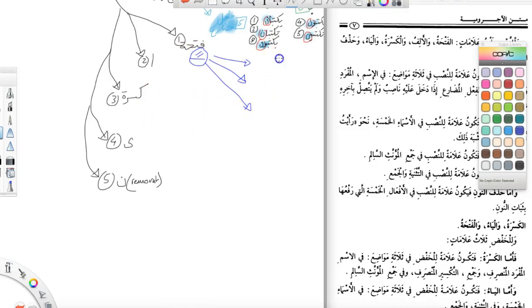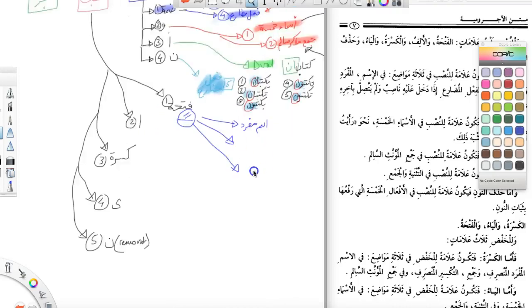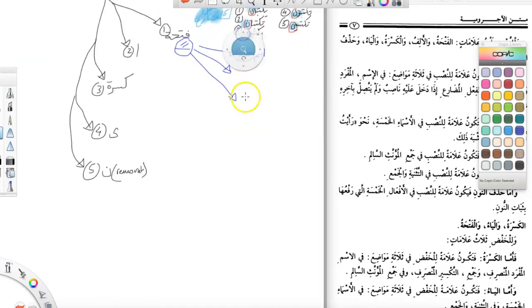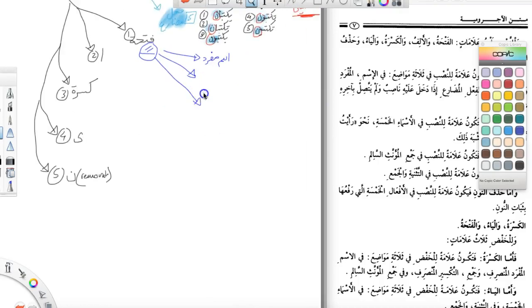So like we said before, ism mufrad. Remember in the dhamma one, I said ism mufrad and I explained that over there. So you can go back to that video and watch it again. So ism mufrad takes fatha. For instance, if I say ra'aytu Zaydan, I saw Zaydan. The word Zaydan has taken fatha, and this is an ism mufrad, a singular word. So that's the first one.